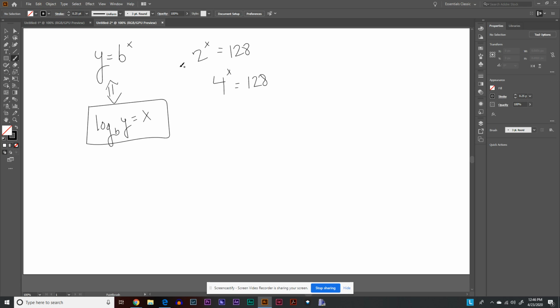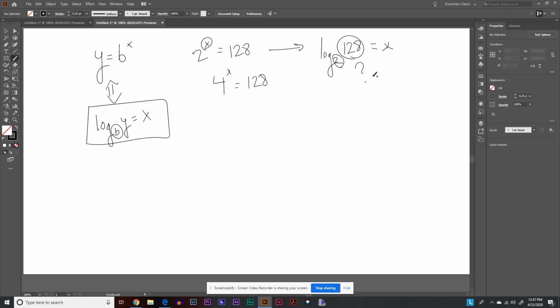But if we were using the logarithmic form for this equation, essentially what we're asking when we're using logarithmic form is: take the base 2 and ask, 2 to the power of what number equals 128, right? So when we write this in logarithmic form, this is log base 2 of 128 equals x, right? And so what this question is asking you is, 2 to the power of what equals 128.